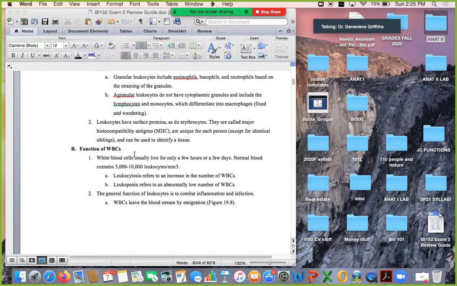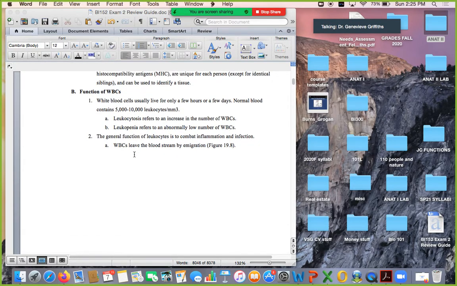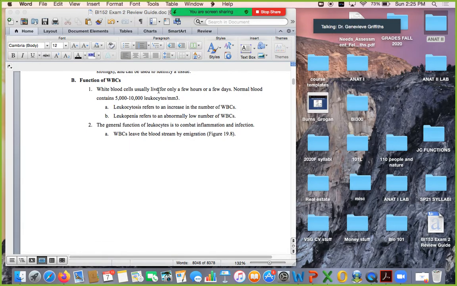Now, as I mentioned, the white blood cells, there's going to be less of them, for one, and they live for a shorter period of time. They only live for a few hours to a few days. Normally, we have about 5 to 10,000 of them per cubic millimeter of blood. Now, if we have an increase in the number of white blood cells, that's leukocytosis, and leukopenia would just be a low number of white blood cells. And if we have a low number of white blood cells, that might indicate that we are having trouble issuing an immune response. Something like HIV might cause this, lower amounts of the T cells particularly.